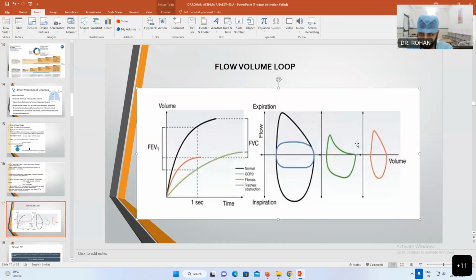And this loop shows a patient with pulmonary fibrosis with restrictive disease, where the inspiration and expiration curve appears to be normal, but the volume is significantly reduced.